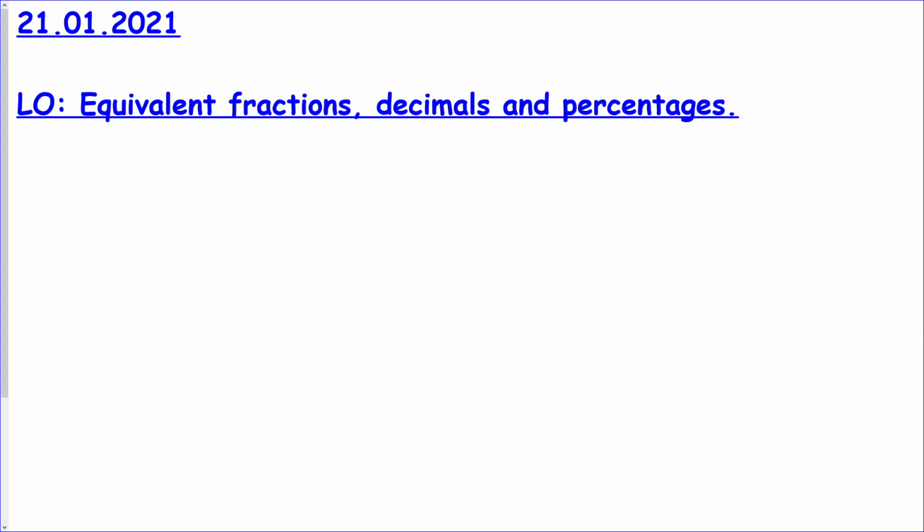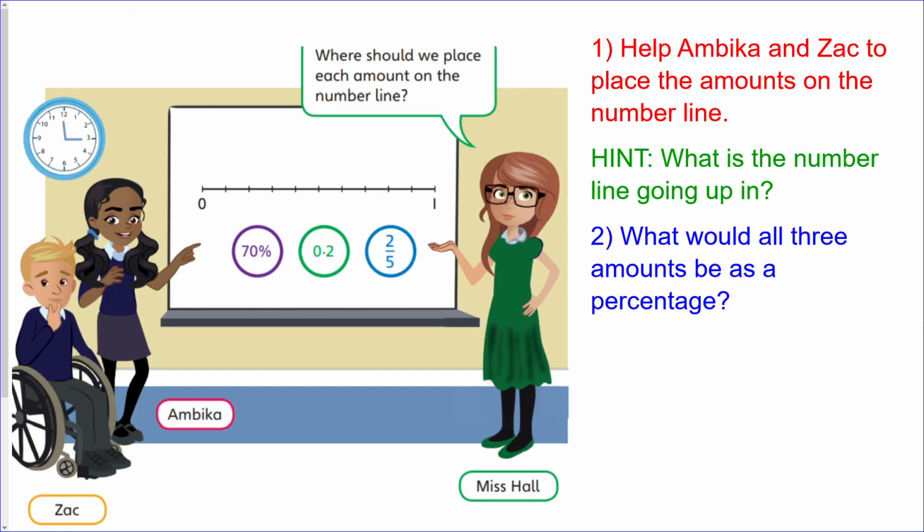Okay, so you should have given yourself enough time to copy both the date and LO down. And now we're going to start the lesson with a review looking at yesterday, okay? So it says, where should we place each amount on the number line? And we have three values. We have 70%, we have 0.2, and we have 2/5.